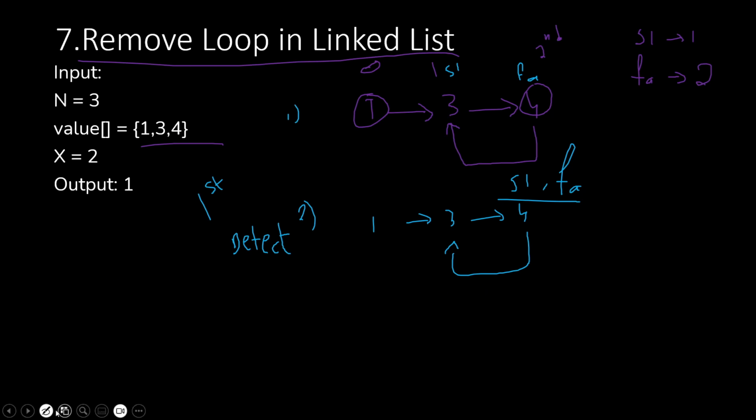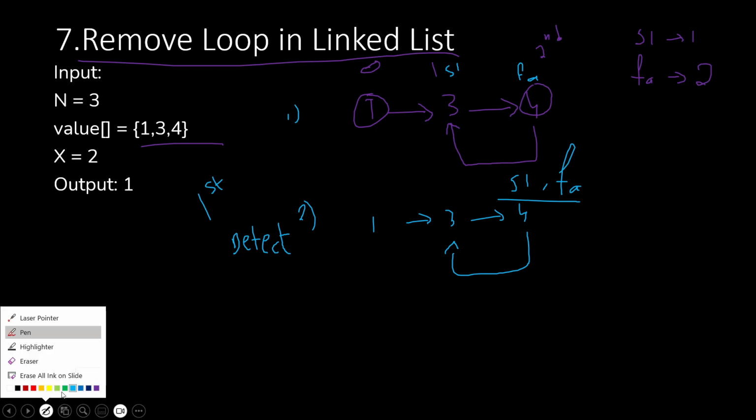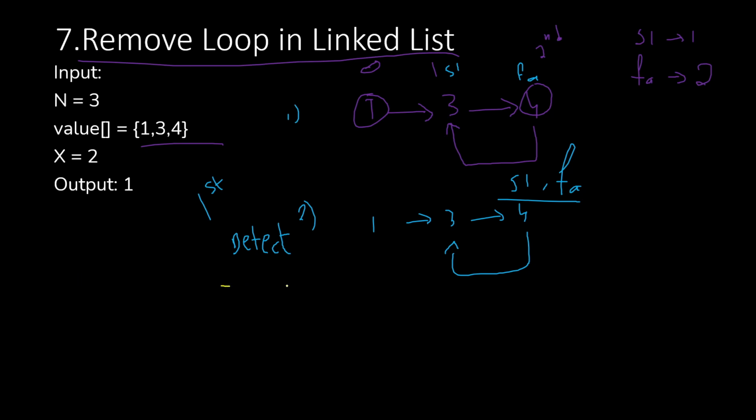Now we take another example here. Okay, let's change the color of the pen. Let's take yellow. Now I'm writing down below here. Let's check: the slow pointer and fast pointer are at the same position. Now we will reinitialize the slow pointer to the head position. After reinitializing, this is how the linked list will look: 1, 3, 4, and the fast pointer will be here and the slow pointer will be here.